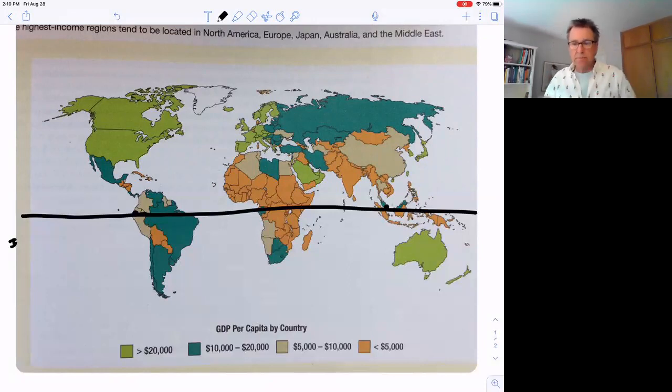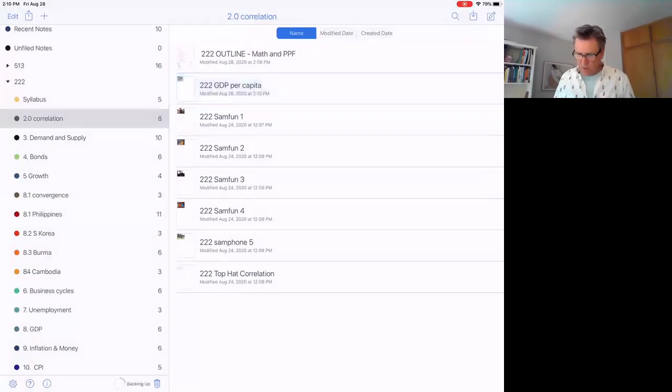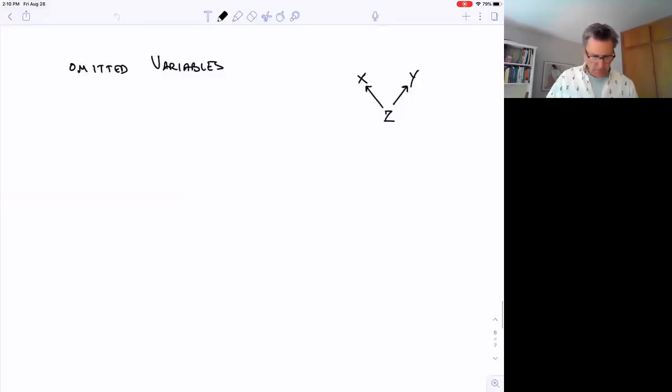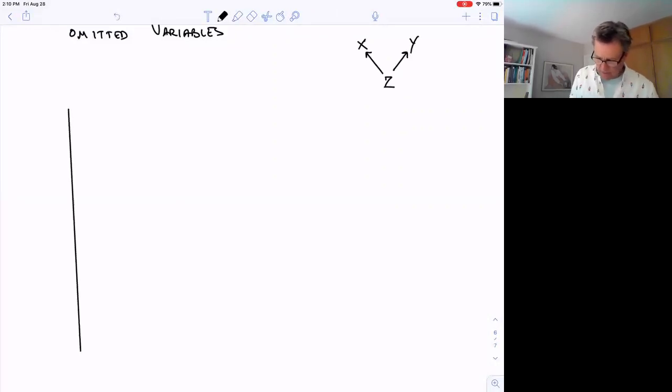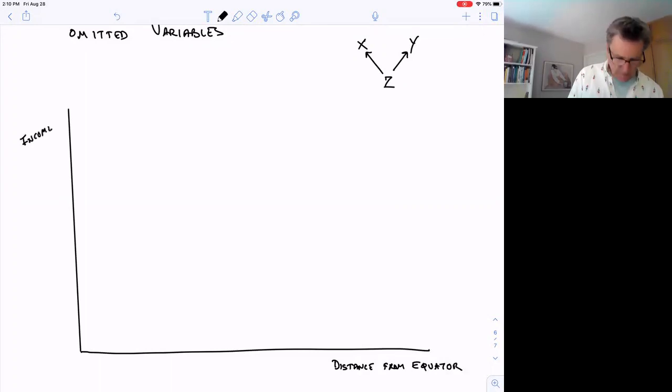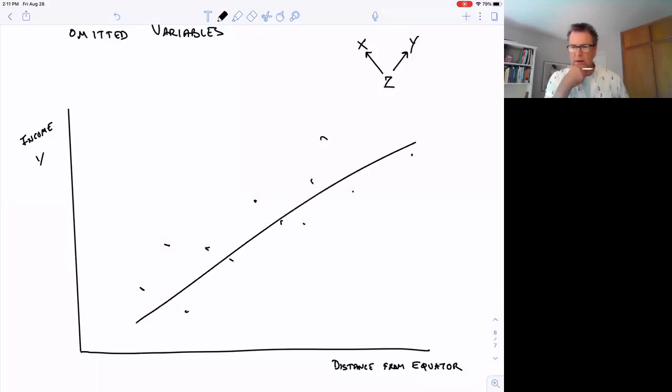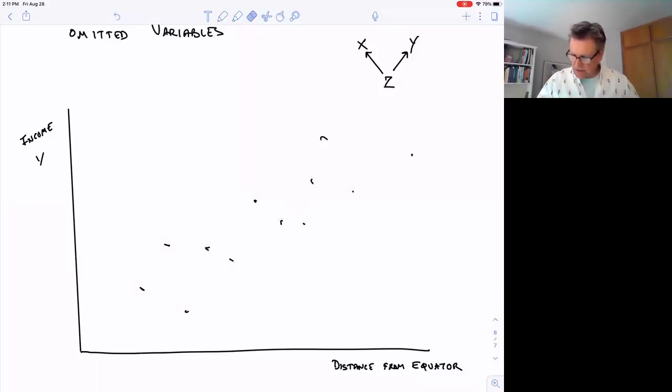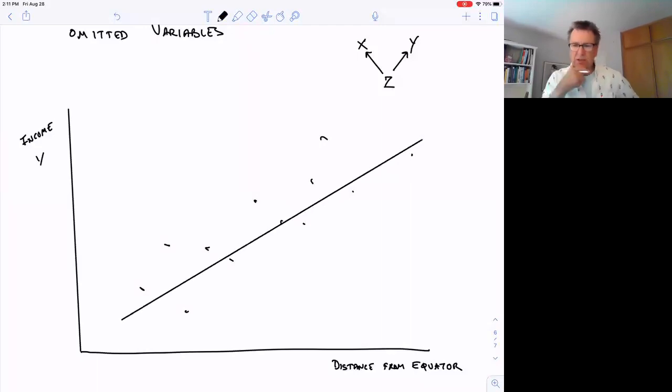So what's going on? If we were to run some sort of regression, and on the x-axis, we put the distance from the equator, and income per person up here on the y-axis, we get some positive regression, a positive line here when we run a regression.